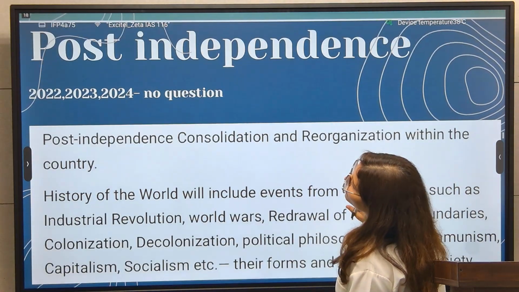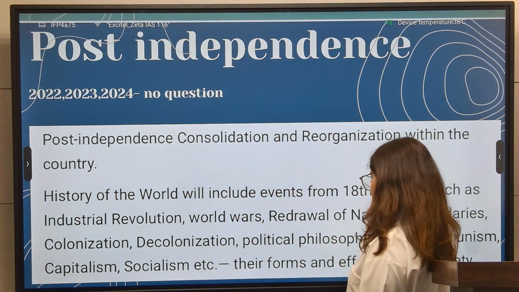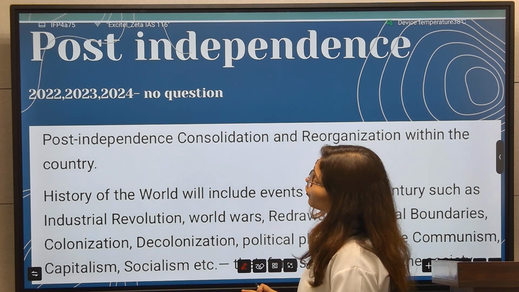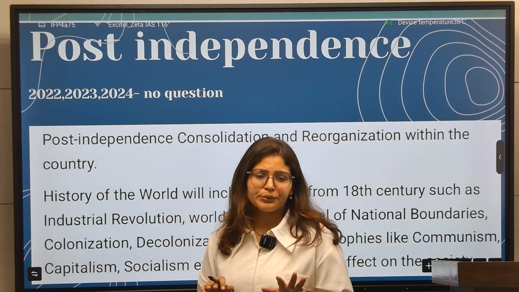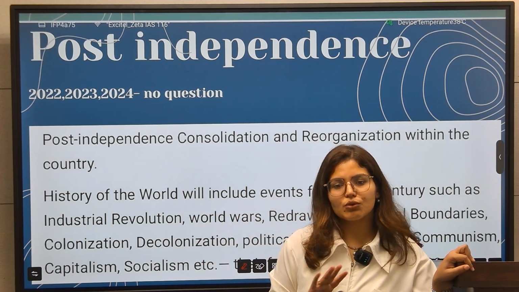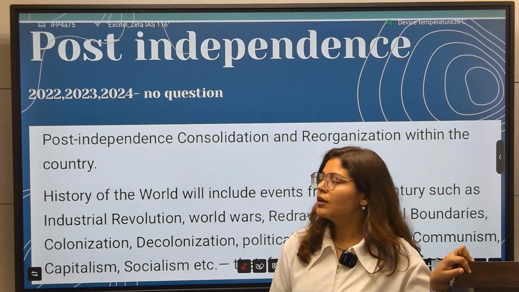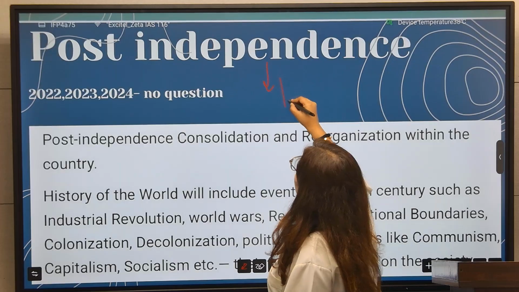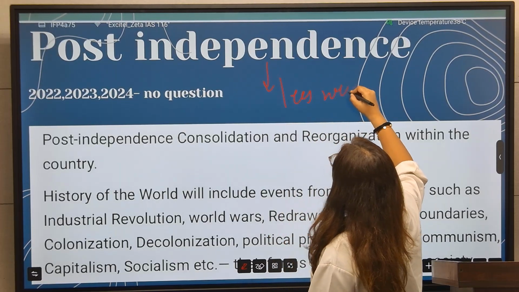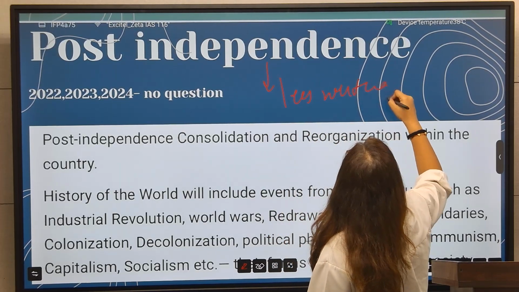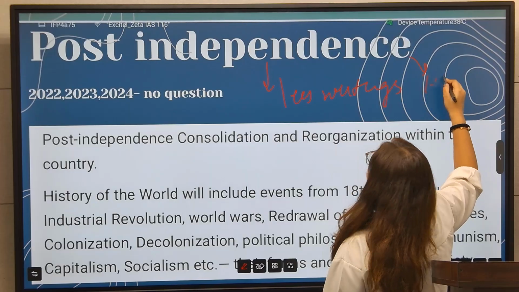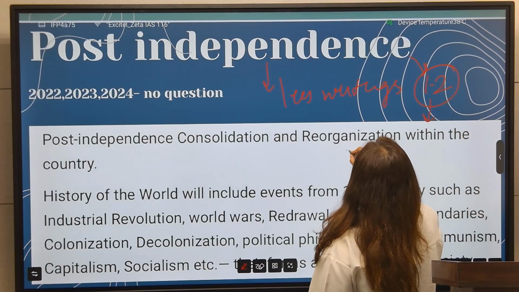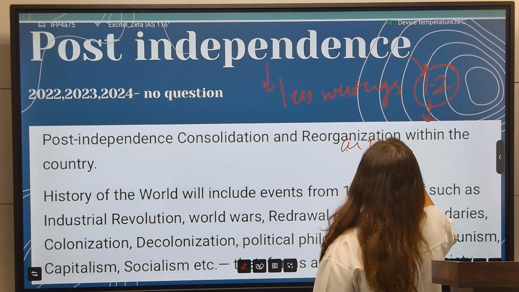Now jump to the post-independence part. On post-independence, in 2022, 23, 24, no question has been asked by UPSC from the post-independence part. So post-independence has very less weightage. On an average, 1 or 2 questions are asked by UPSC.